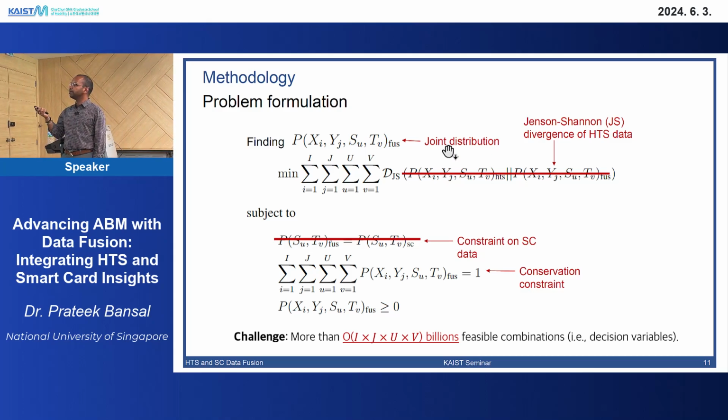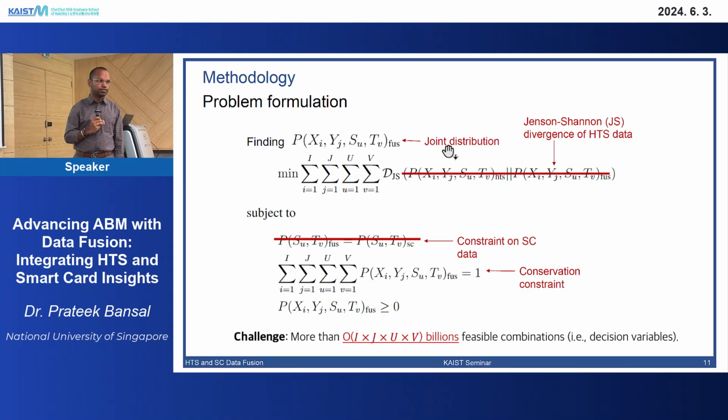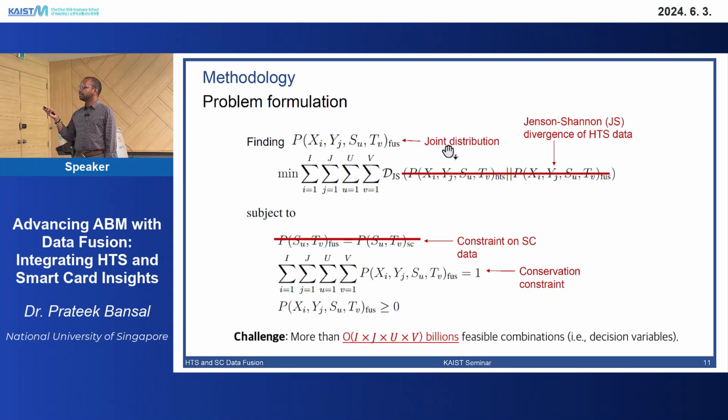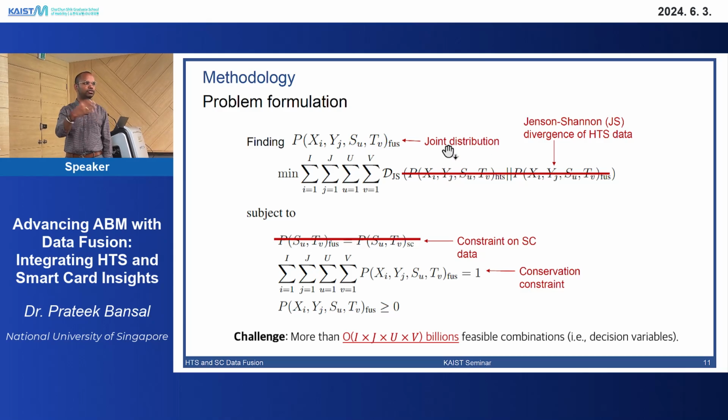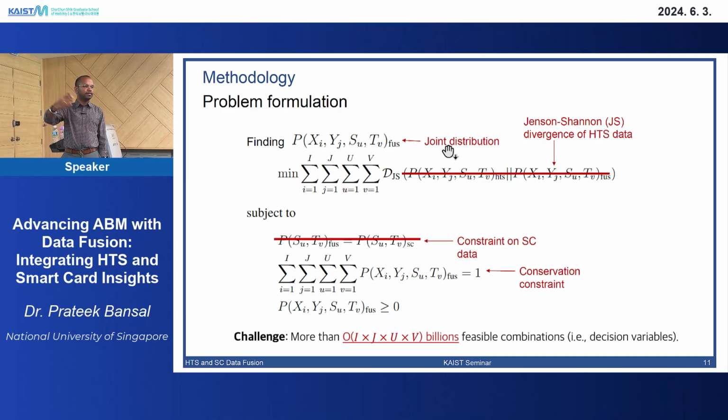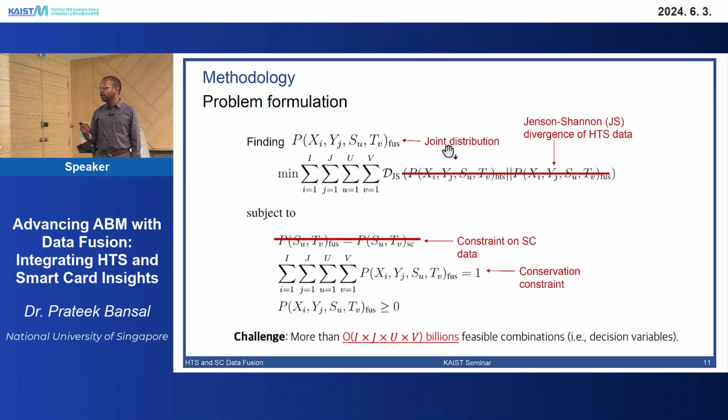And if you think about this joint distribution, it's like we want to find the probability mass function for each of the attribute combinations, right? So if you multiply the X, Y, S, and T, you will have actually billions of feasible combinations, because S is the spatial dimension, T is the temporal dimension, and X has many demographic attribute categories, and Y also has trip purpose and the travel modes and the number of trips.